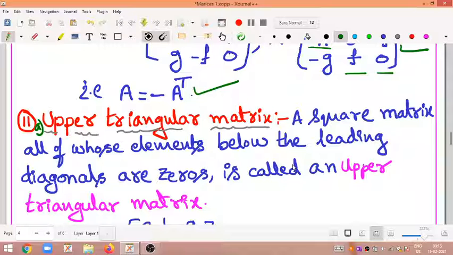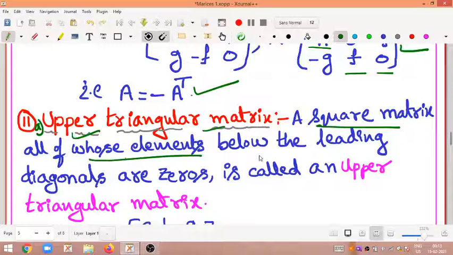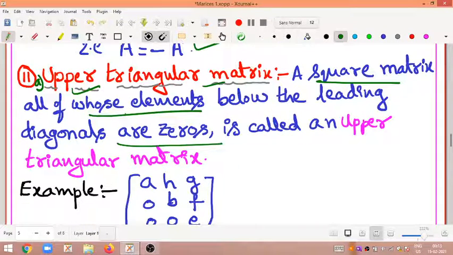Next, triangular matrices. A triangular matrix is of two types: upper triangular matrix and lower triangular matrix. Before that, upper triangular matrix: a square matrix, all of whose elements below the leading diagonal are 0, is called an upper triangular matrix.